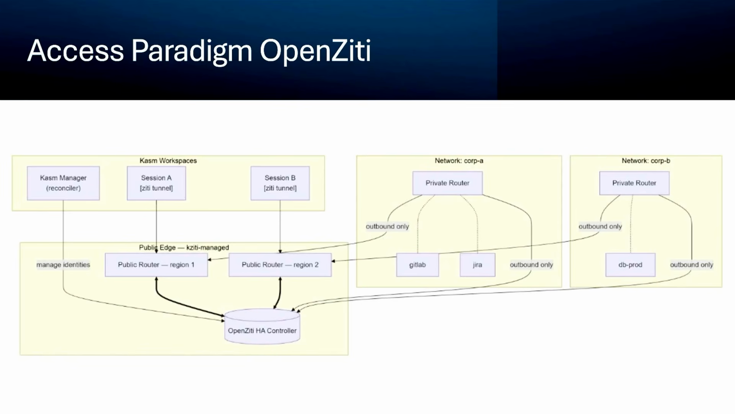Services are logical targets. A service represents a specific destination, a host and a port behind a private router, and is given a name. Clients in the fabric reach services by that name. There is no IP address to guess, no port to scan. The service only exists as an addressable thing for identities that have been explicitly granted access to it. This is what we mean by a dark network. From the outside, the resources that you protect are simply invisible.